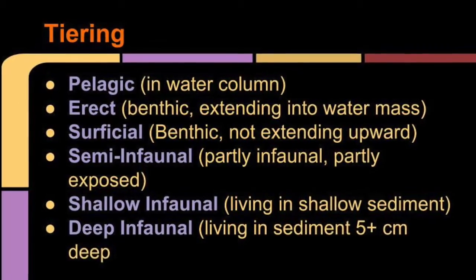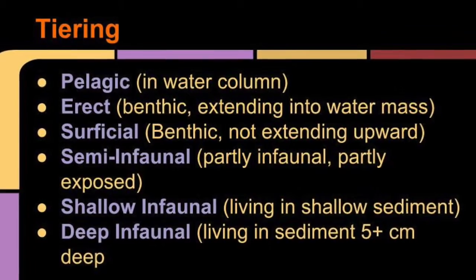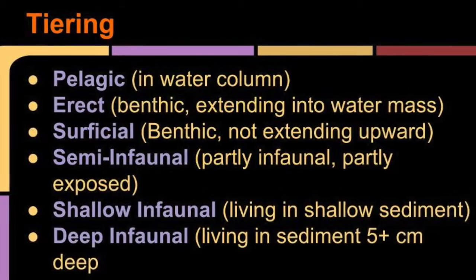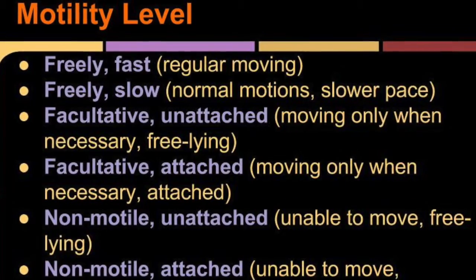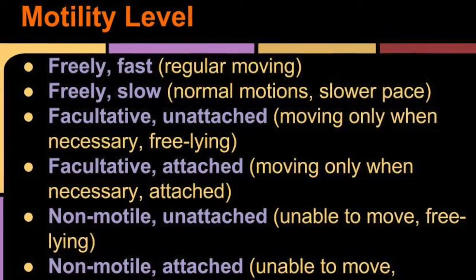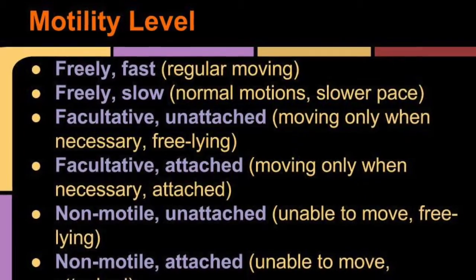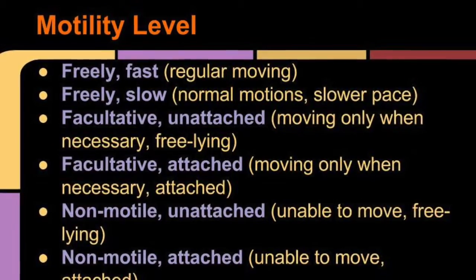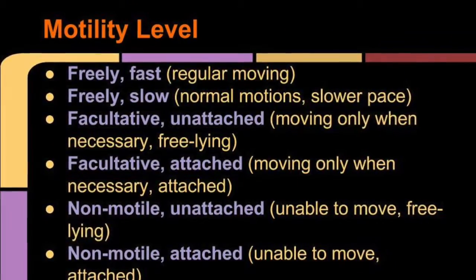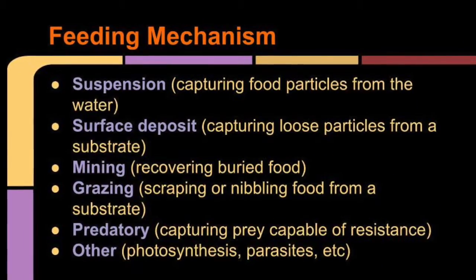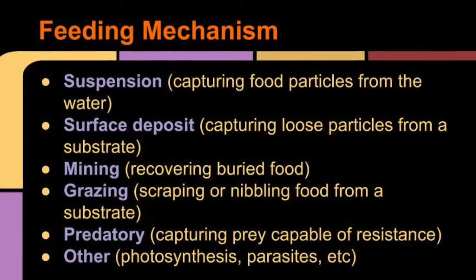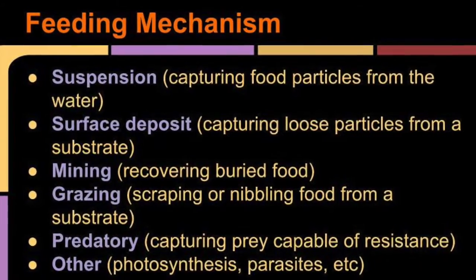Tiering refers to the position of an adult organism relative to the sediment and water interface. It shows where an animal lives and seeks resources. The second factor they tested is motility. It is the ability of an organism to move under its own power. Attachment to a substrate is part of motility because it is a way for an organism to control its own movement. The third factor is the feeding mechanism, normally determined by observing an animal's morphology.